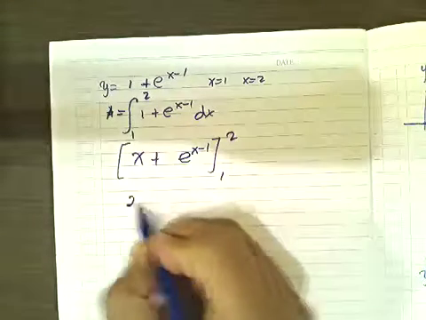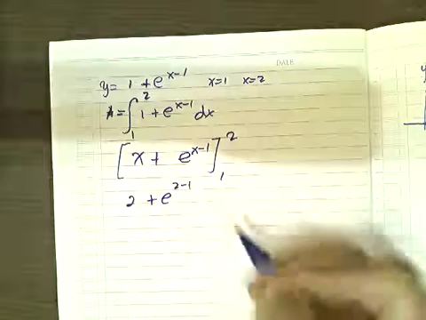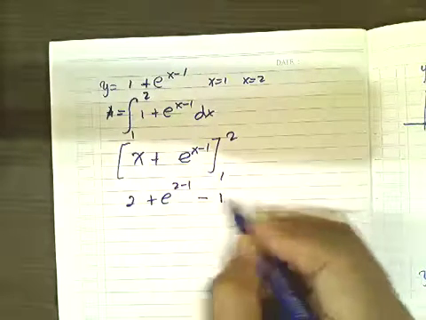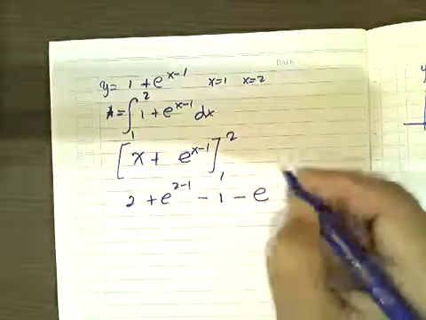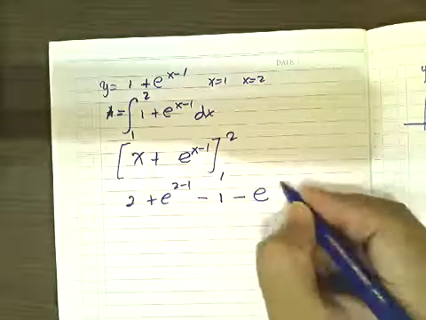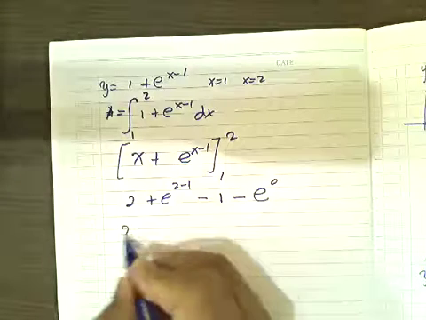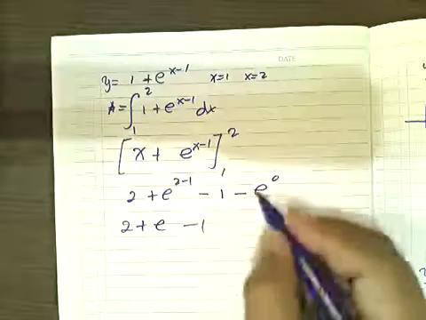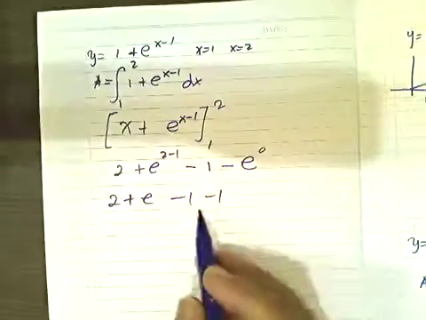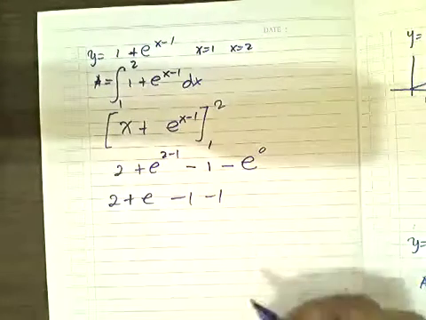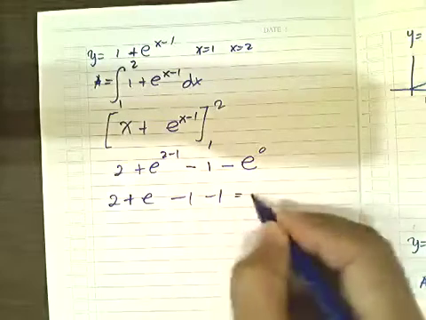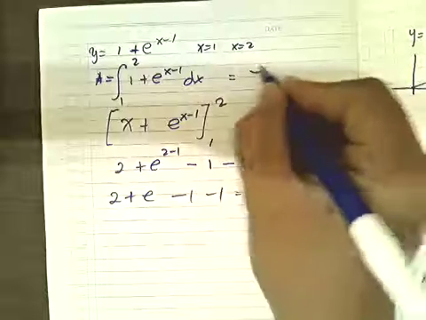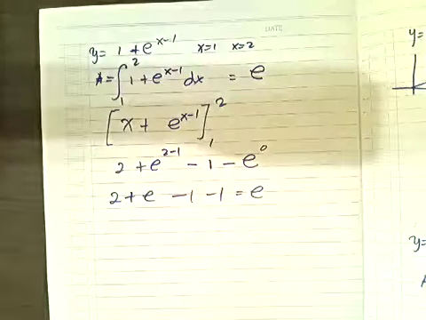So therefore you have 2 plus e raised to 2 minus 1, minus 1 minus e to the 1 minus 1 is 0. And what is that one? That is 2 plus e minus 1. So this is minus 1 as well. So that is minus 2 plus 2 is 0. So that's equal to e. Right? So therefore this region is equal to e, or approximately 2.78.